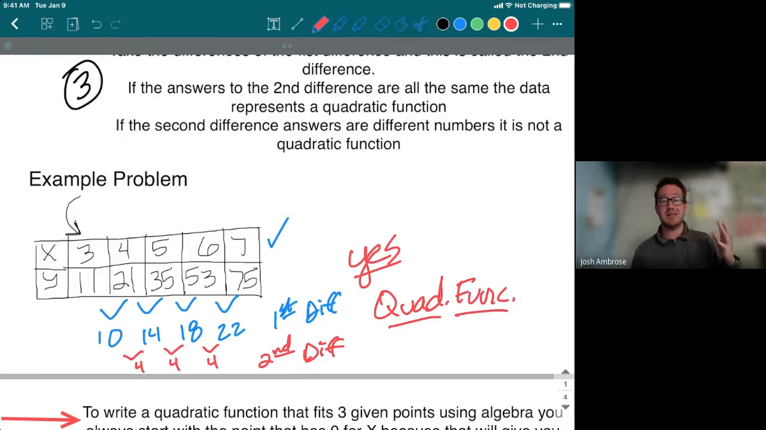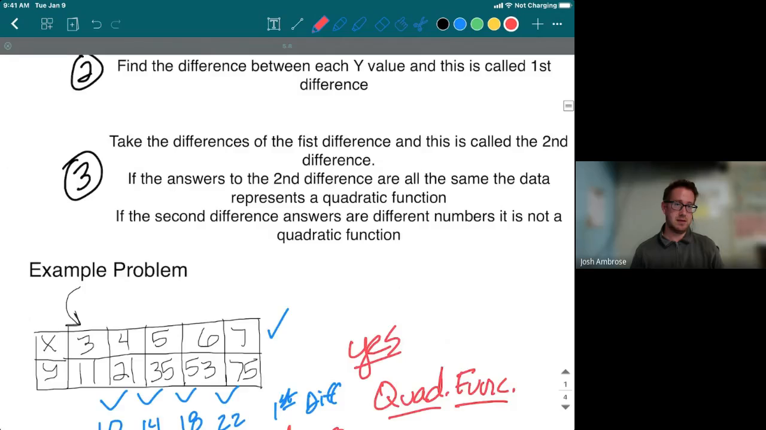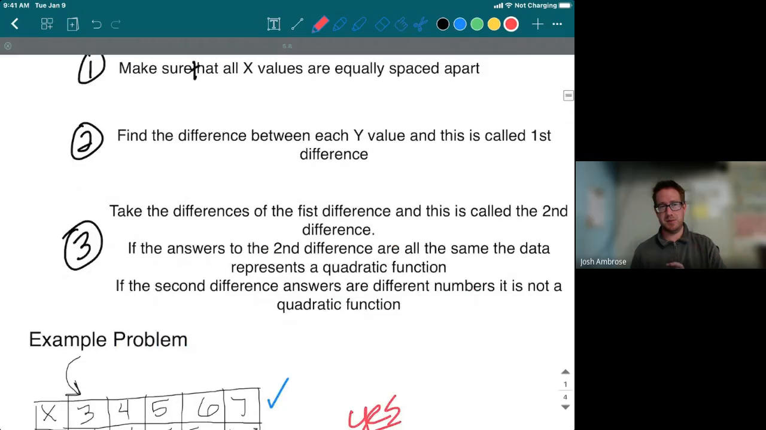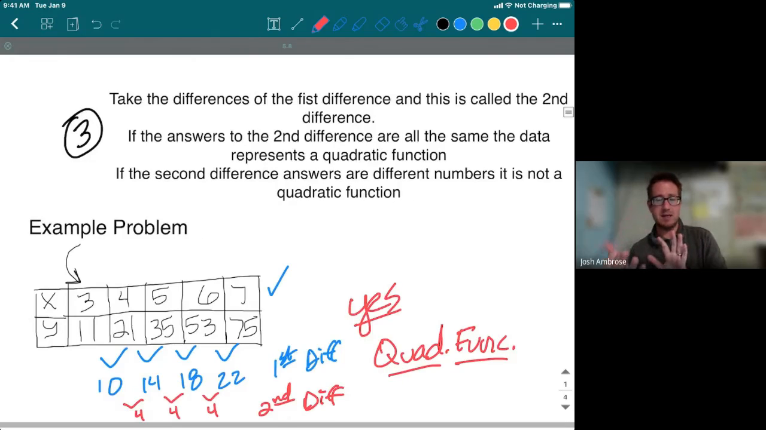So that's the basics of what you're doing here. Step 1, take a look at the x's. Are they all equally spaced apart? Then move into step 2, calculate the first difference. Then step 3, calculate the second difference. Now this is important that you remember, calculate second minus the first. Don't go first minus the second. You notice how I did 21 minus 11. I didn't do 11 minus 21. So go in that order. Second minus first, third minus second, and so forth down the line.